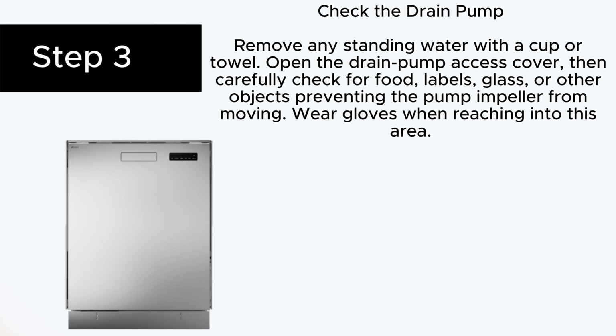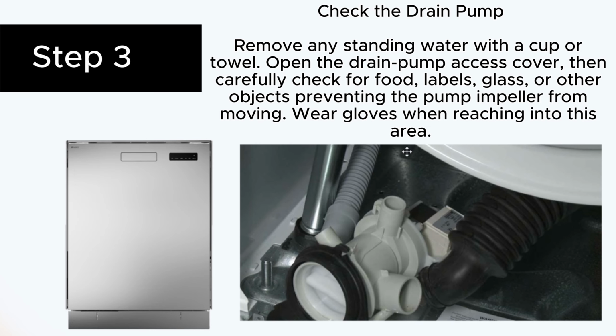After that, you can also check the drain pump from the back of your dishwasher. Remove any standing water with a cup or a towel, open the drain pump from the access cover, then carefully check for food, labels, glass, or other objects preventing the pump impeller from moving. When you're doing this, make sure you wear gloves when reaching into this area.